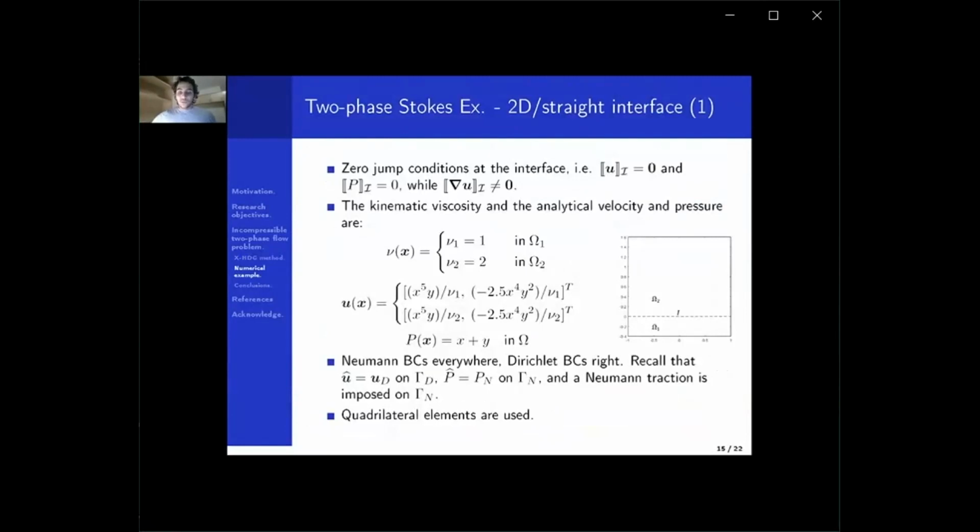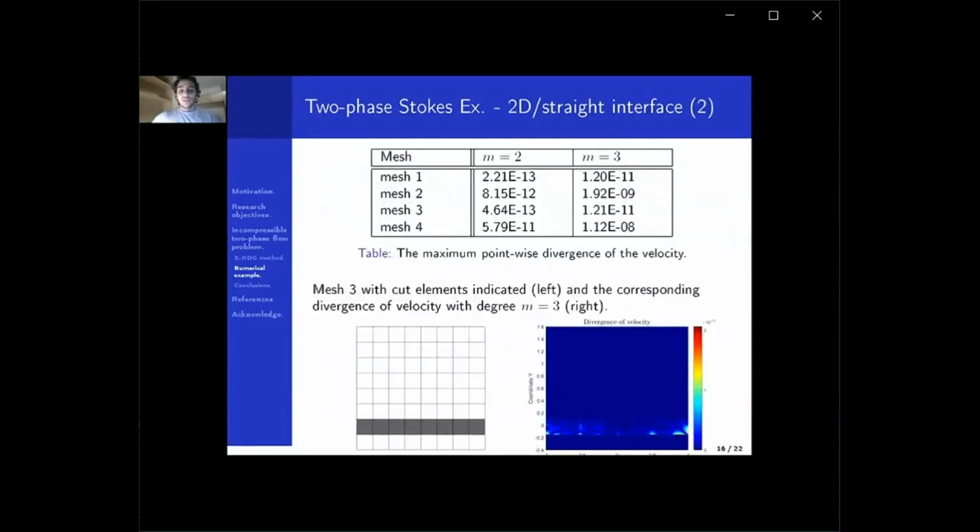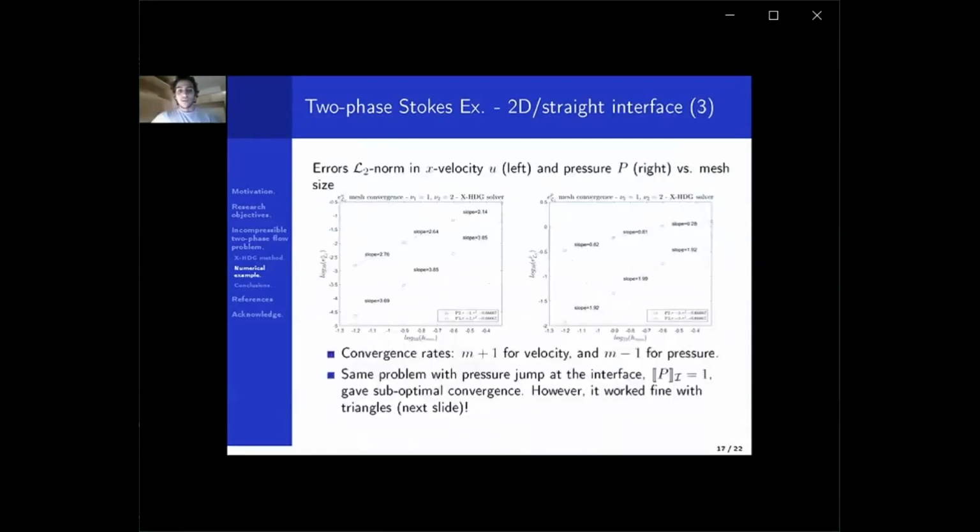I'm going to show only one example where I solved only the Stokes equation, so without convection, and the interface is fixed, and the exact solution for this problem is known. As you can see here, I've solved this using a second order polynomial and third order polynomial for the velocity on 4 meshes of quadrilaterals, and you can see here in this table the maximum pointwise divergence of the velocity throughout the whole mesh. So it's nearly 0. And here I'm also showing the convergence rates, and as you can see here, optimal convergence rates were achieved, m+1 for the velocity.